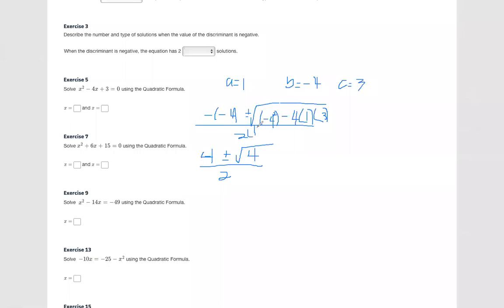Okay. So again, what's the square root of 4? We know that's 2. So the first thing is going to be 4 plus 2 divided by 2. So that would be 6 over 2, which would give me 3. And then the second one is going to be 4 minus 2 over 2. So that's going to give us 1. So my two solutions here would be 3 and 1. All right, and that's how you do those.